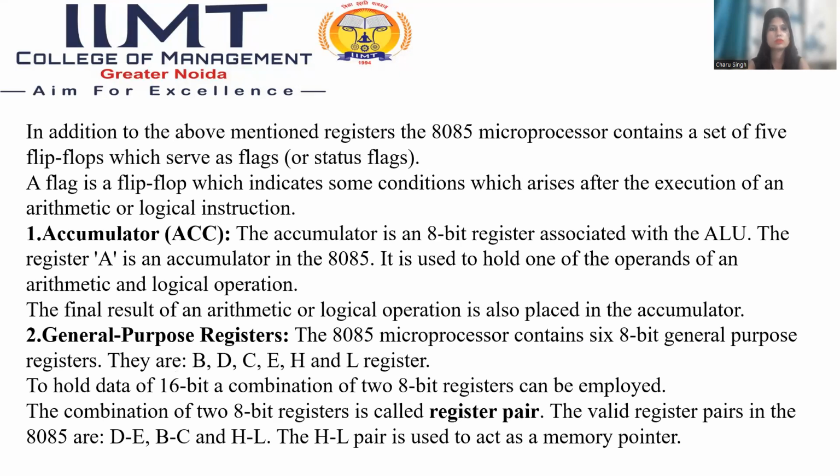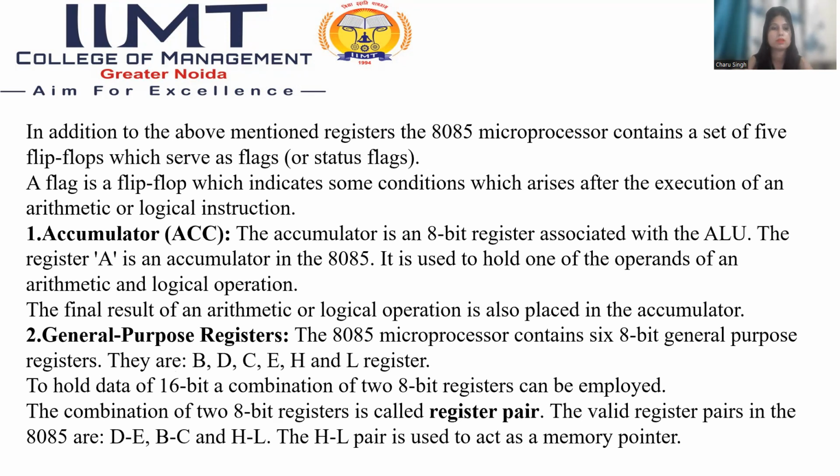In addition to the above mentioned registers, the 8085 microprocessor contains a set of 5 flip-flops which serve as flags, or you can say status flags. A flag is a flip-flop which indicates some condition which arises after the execution of an arithmetic or logical instruction. Let's talk about the accumulator. The accumulator is an 8-bit register associated with the ALU, and register A is the accumulator in the 8085. It is used to hold one of the operands of an arithmetic or logical operation. The final result of an arithmetic or logical operation is also placed in the accumulator.